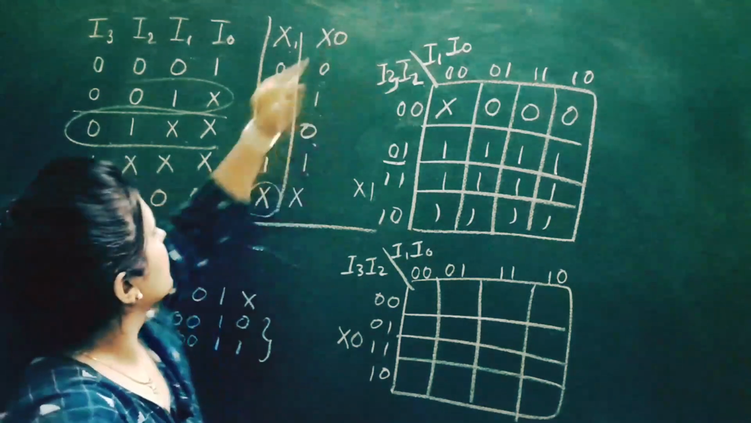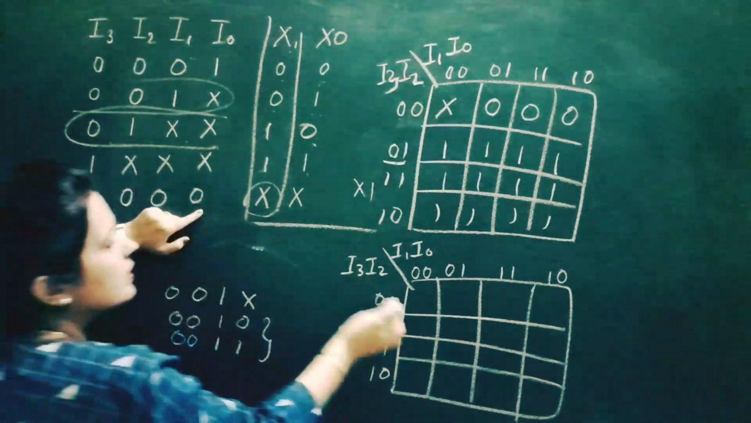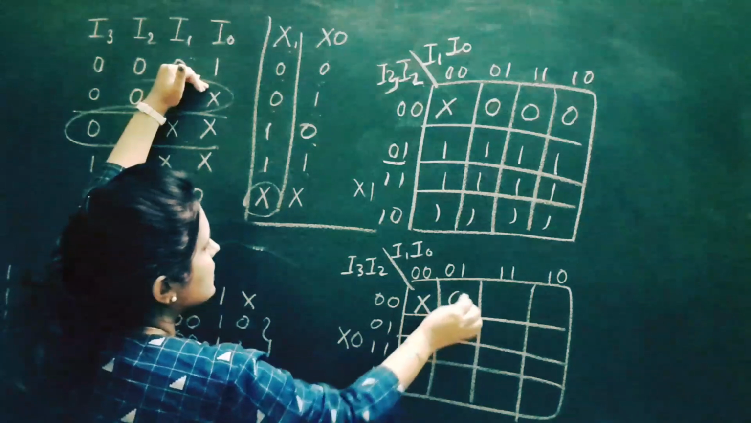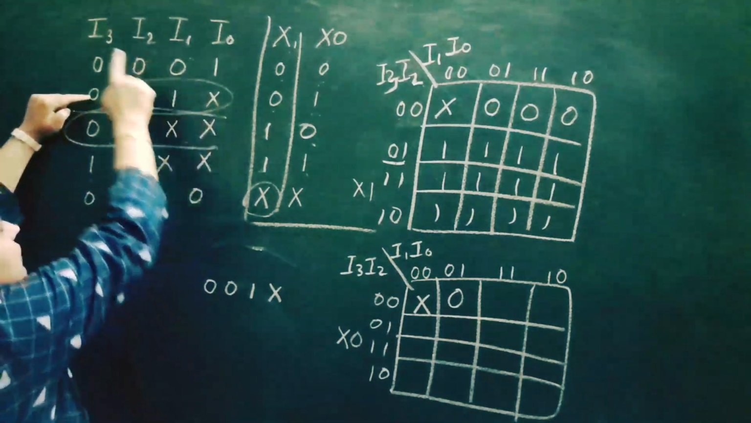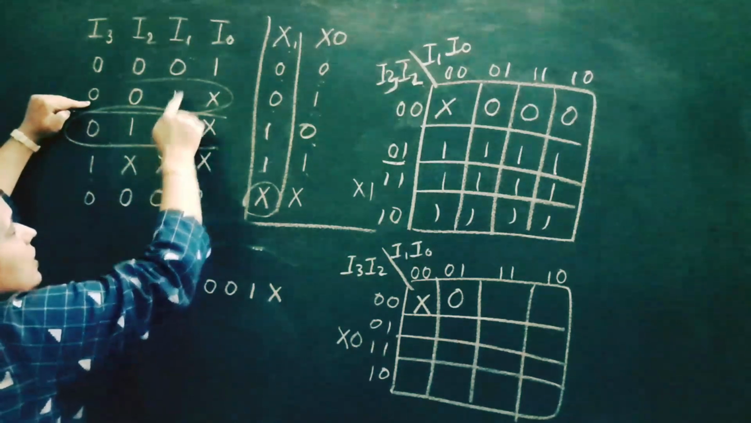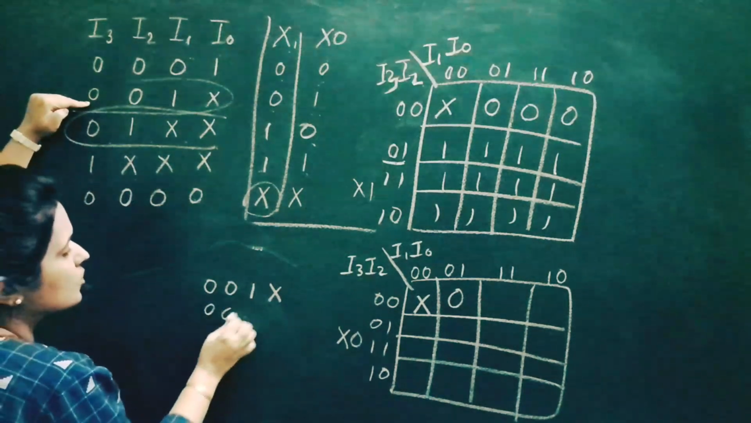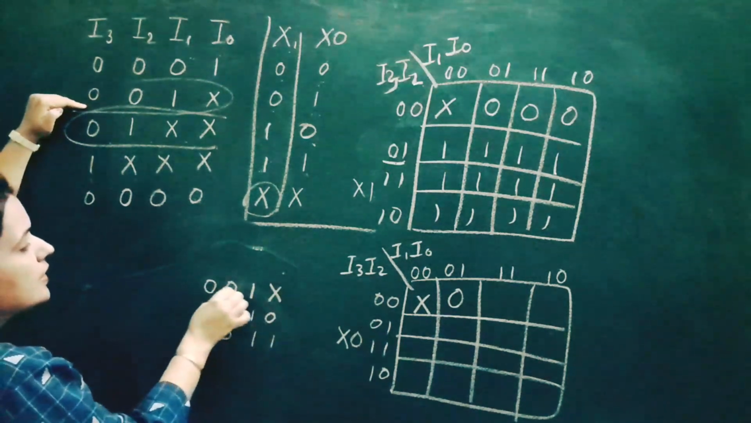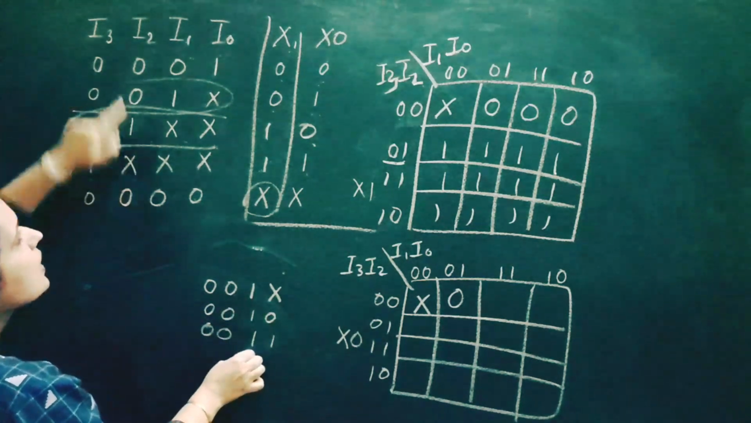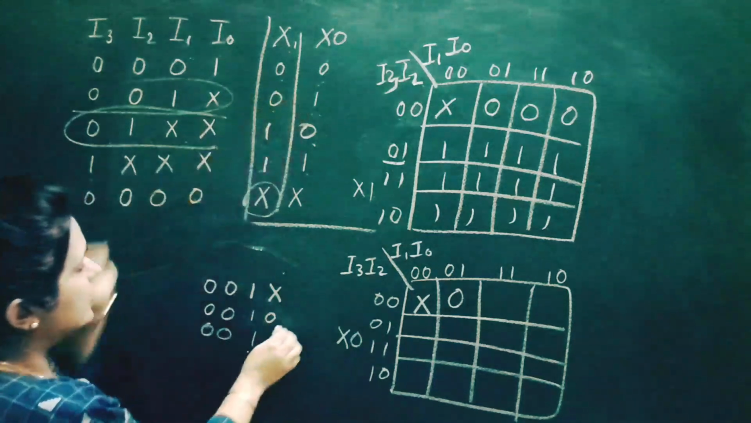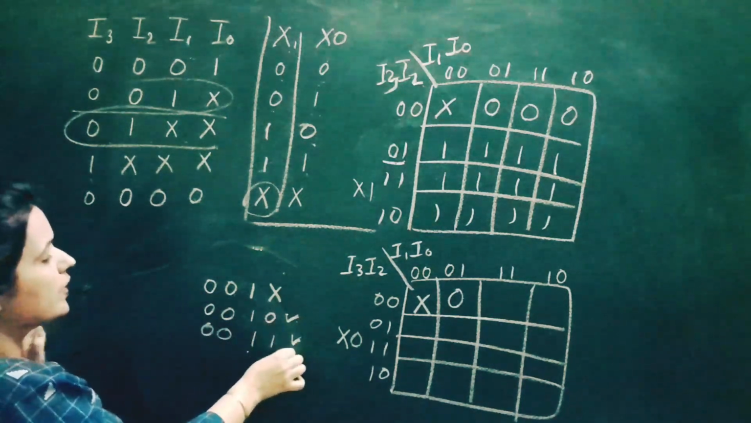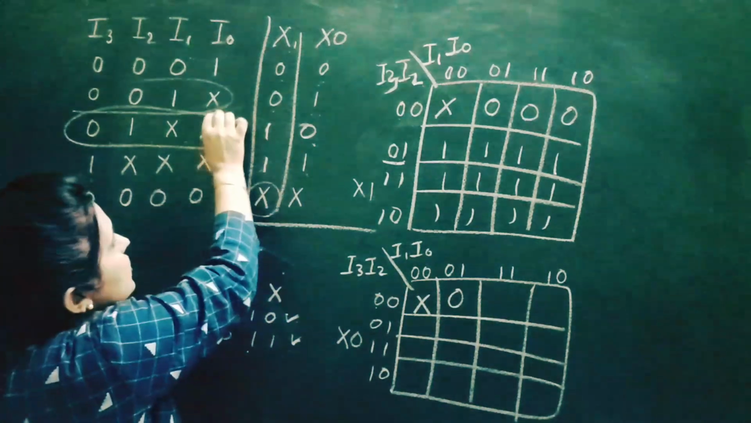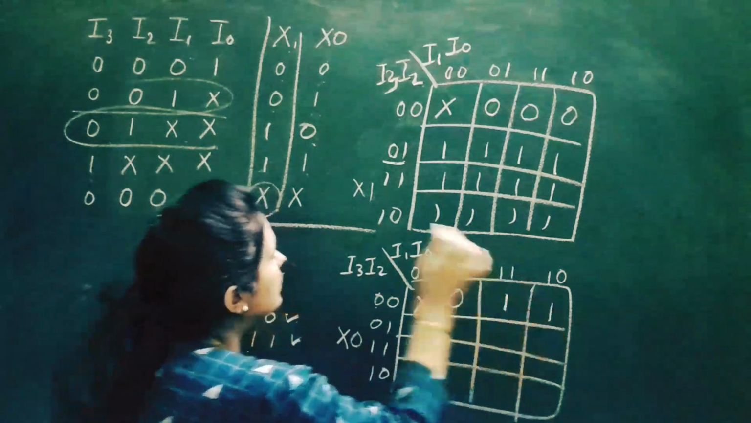Now we come to X0. At 0 0 0 0 we are getting a cross. At 0 0 0 1 we are getting X0 as 0. At 0 0 1 cross, that is when I3 is 0, I2 is 0, I1 is 1, but I0 is 0 or 1, that is 0 0 1 0 or 0 0 1 1, whatever may be the value of I0. When I3, I2 and I1 have these values, we are getting X0 as 1. So at 0 0 1 0 and at 0 0 1 1, X0 is going to be 1.